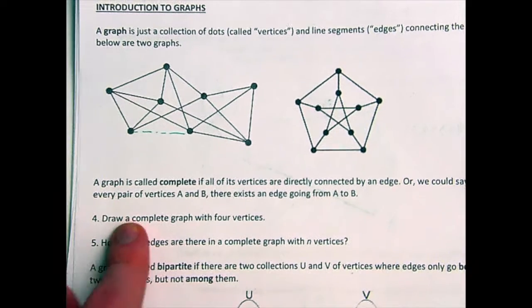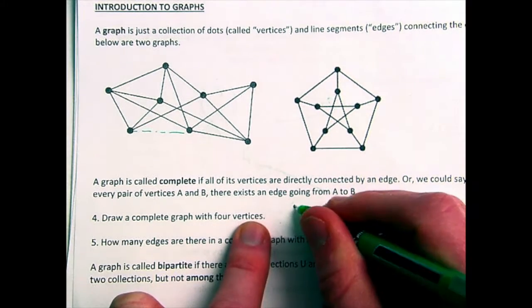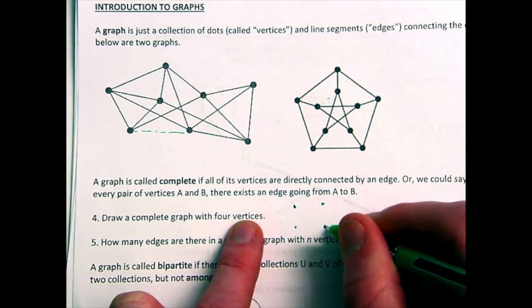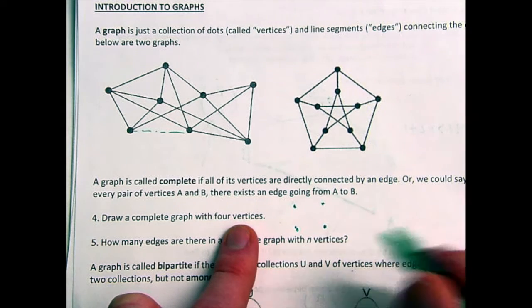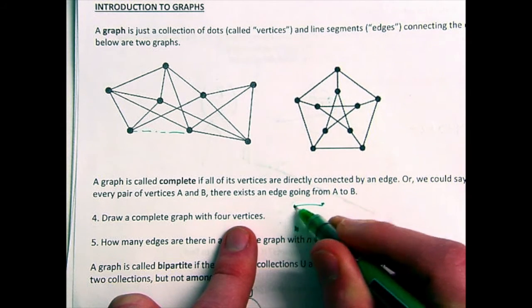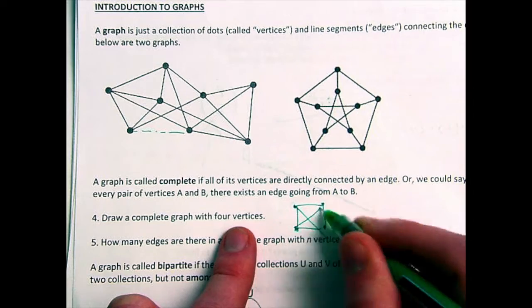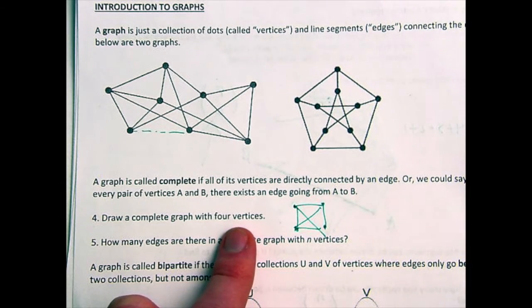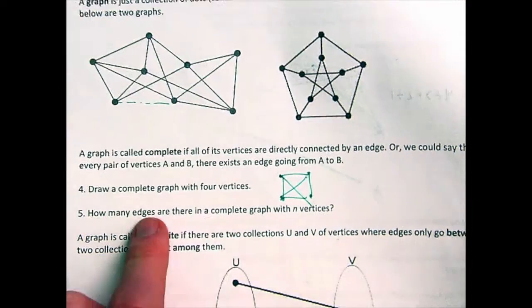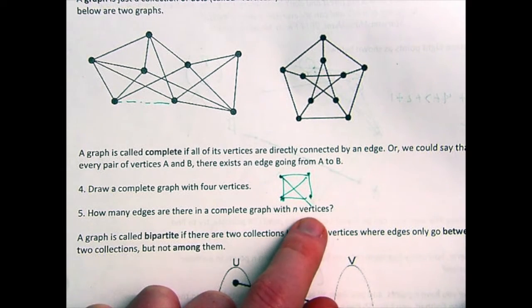So in part 4, I say draw a complete graph with 4 vertices. Okay, so here are 4 vertices. We just need to draw all possible edges. So that would be like this, 1, 2, 3, 4, and then these guys right here, and that's all the edges. Now the question in 5 is how many edges are there in a complete graph with n vertices?